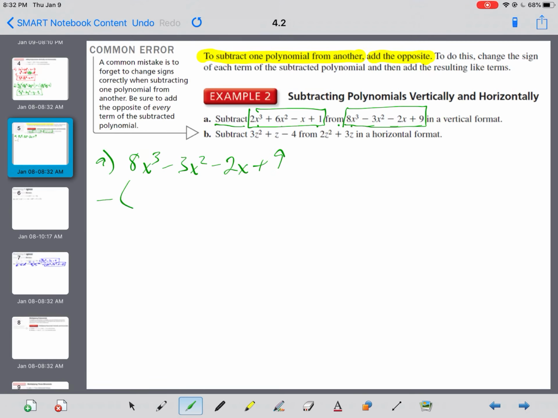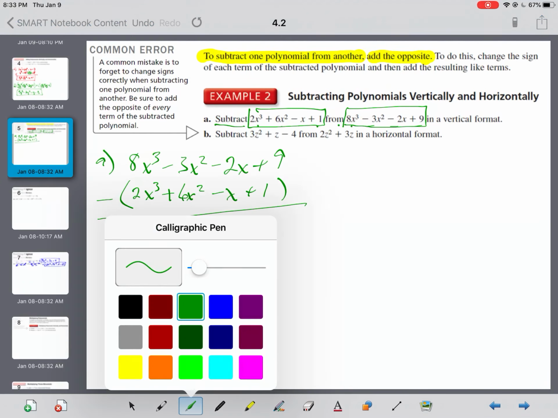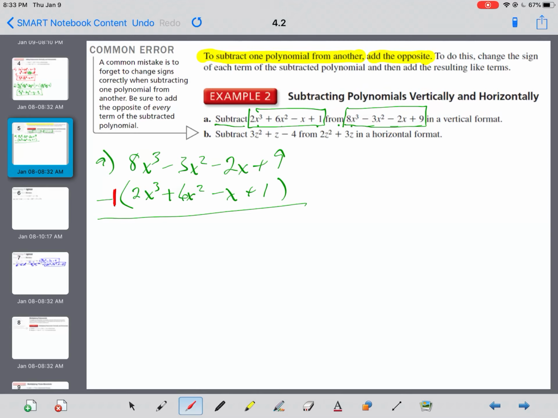And then I'm going to subtract, and I'm going to put it in parentheses, and I'll show you why in just a second. 2x to the third plus 6x squared minus x plus 1. Now, the reason I put it in parentheses is because you can kind of act like this is a negative 1, and you're going to distribute it to everybody on the inside, okay? And so when I do that, it's going to change this sign. So I keep all of the top one, I change, and then I change all of the ones inside.